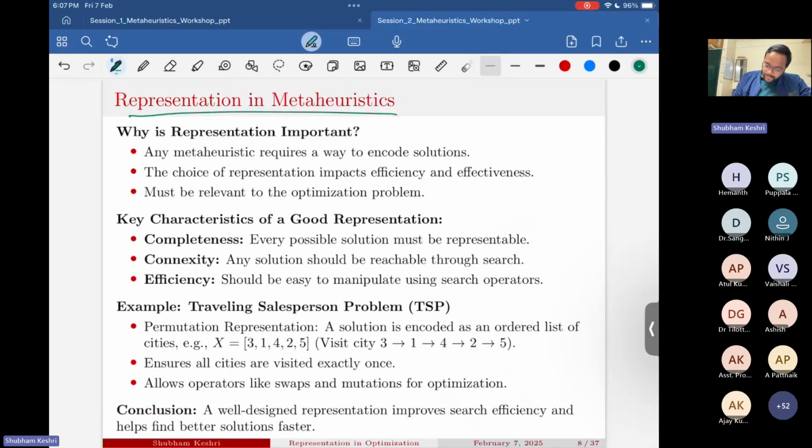Okay. So why is representation important? So by the way, there are some chats in the WhatsApp group. So I would request Professor Sudeep to pause me and discuss those chats.